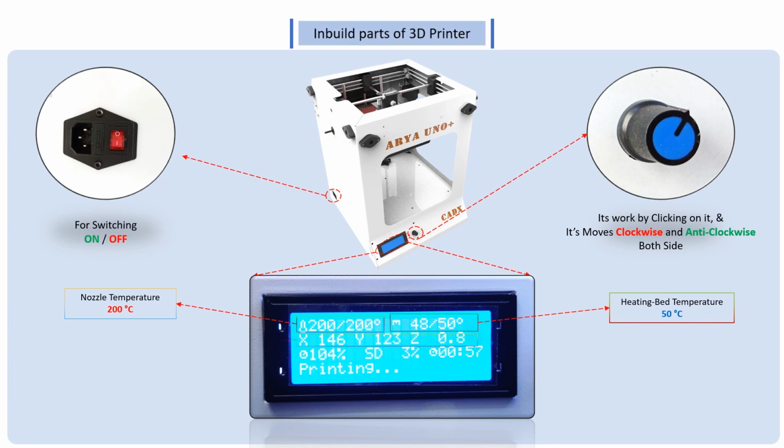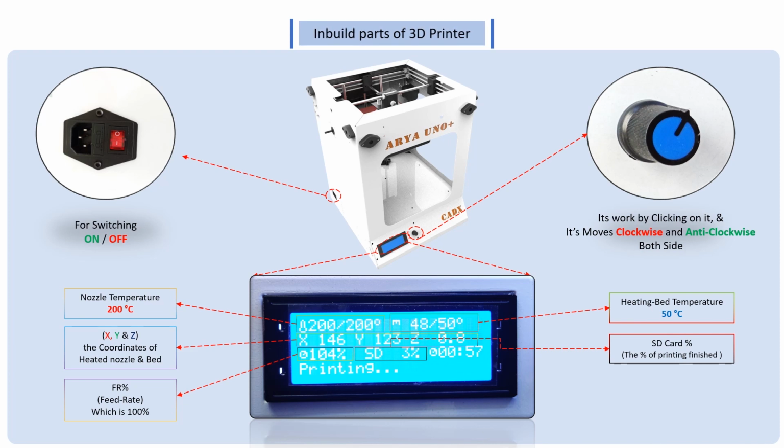The third is the X, Y, and Z, which are the coordinates of the heated nozzle. The next thing is FR, which shows the feed rate, that is 100%. The next that you see is the percentage of printing finished. The next is printing time. And the last option is the printer status.